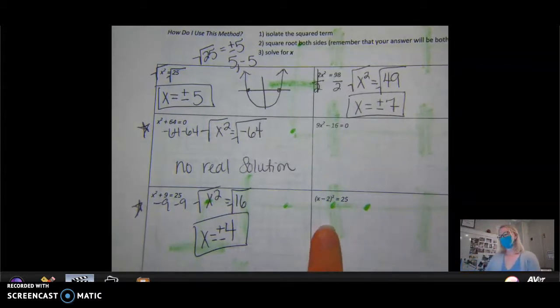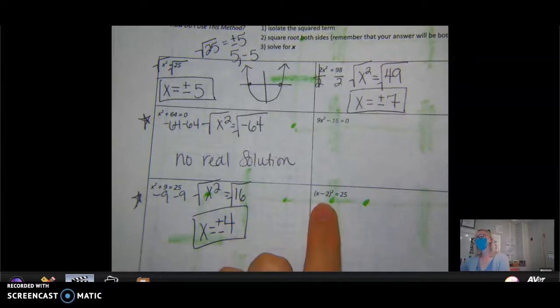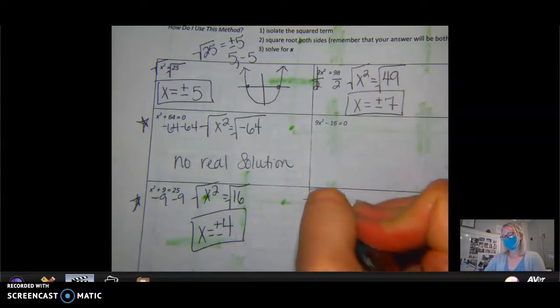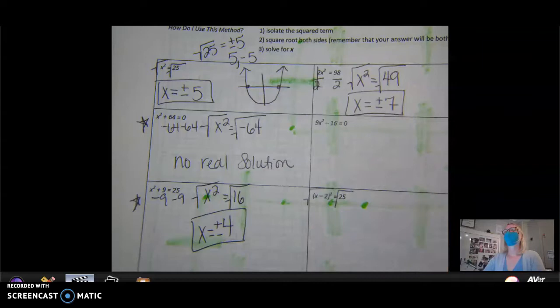Look at this guy. (x - 2) squared equals 25. In this case, is the squared term isolated? It actually is here, because this whole term is squared. That whole thing is squared. So what you would actually do first is get rid of that squared. You would square root both sides first. You can't do what's in parentheses. Order of operations tells us that.